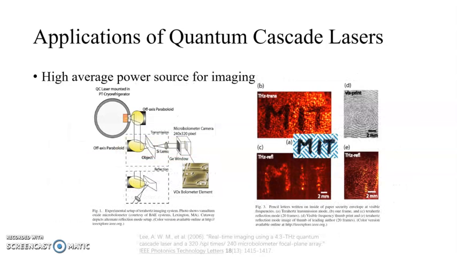Another application is a high average power source for imaging. The laser used in the experiment has a peak power of 50 milliwatts at 4.3 terahertz. The experimental setup and the image is shown in the figure. It achieves a signal-to-noise ratio of 340.